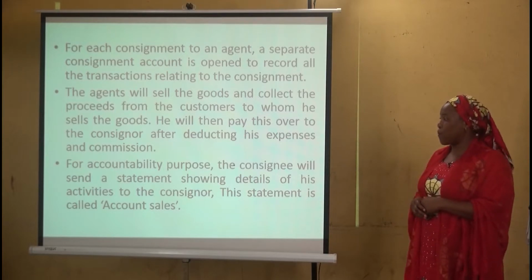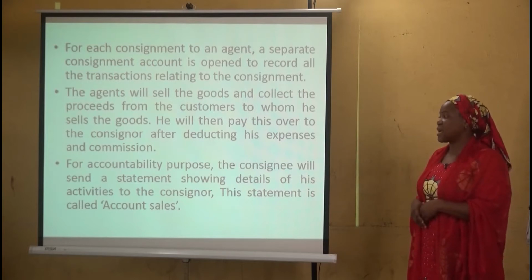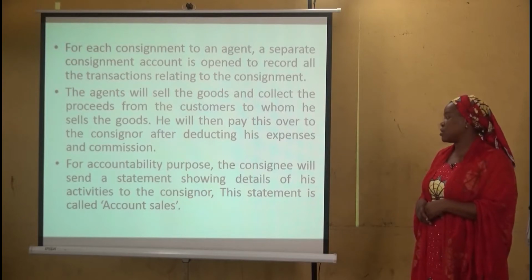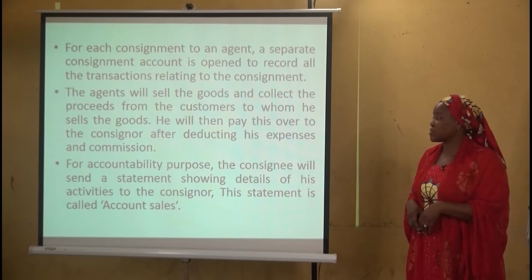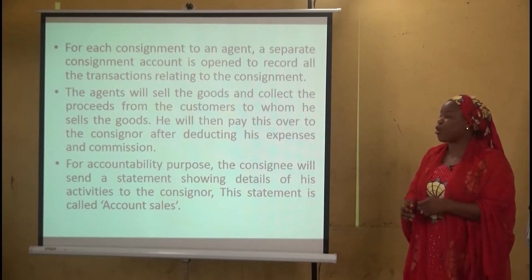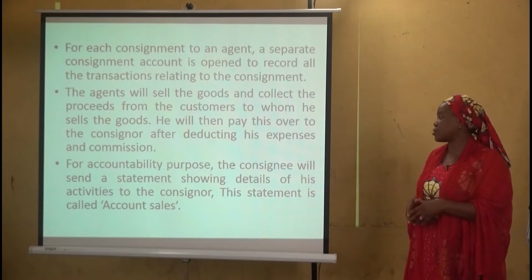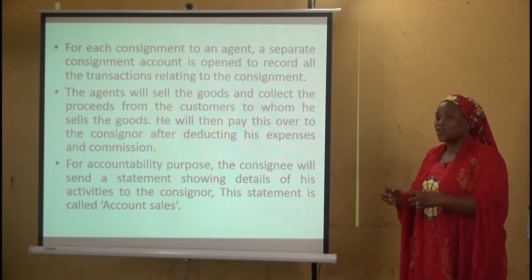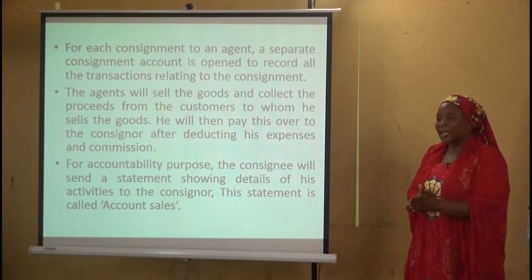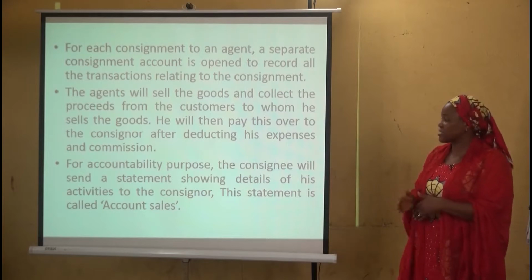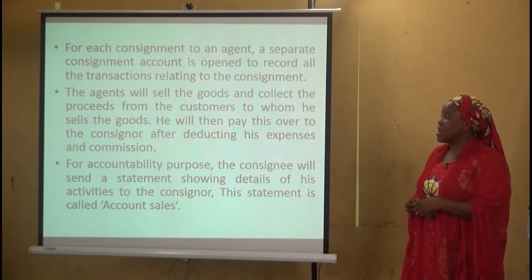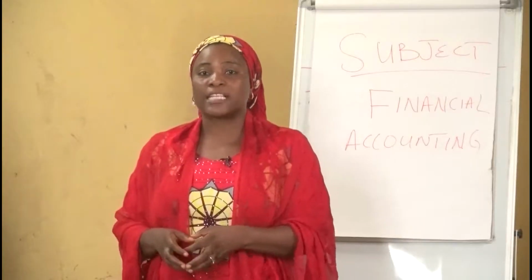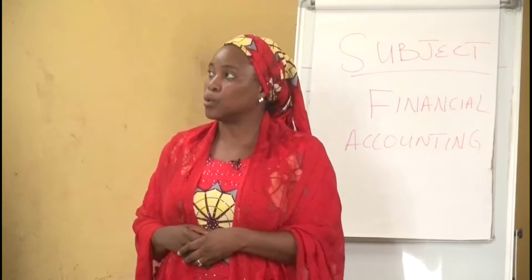For accountability purpose, the consignee will send a statement showing details of his activities to the consignor. He will send a statement of all transactions, of all things that he has done, to the consignor, so that he too can use that to check what he has spent and the goods that he has sent, and this statement is called an account sales. It is done to know whether profit or loss has been gained on these consignment goods.